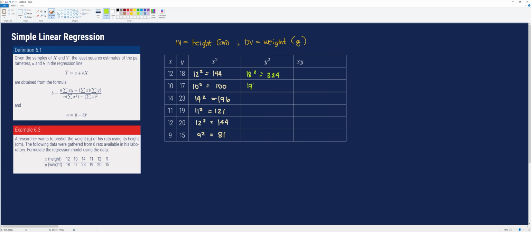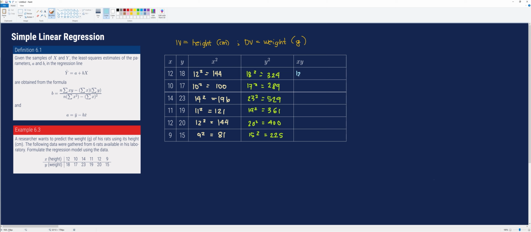17 squared is equal to 289. 23 squared is equal to 529. 19 squared is equal to 361. 20 squared is equal to 400. And 15 squared is equal to 225.